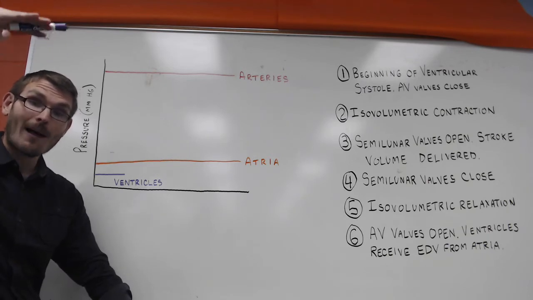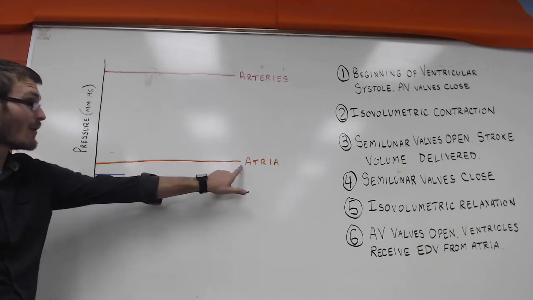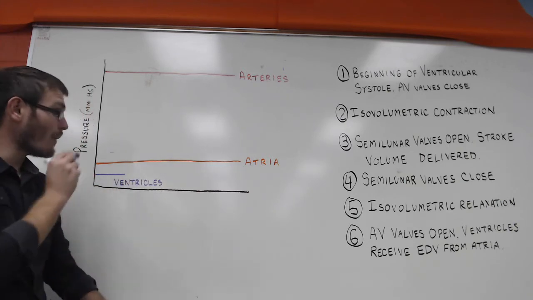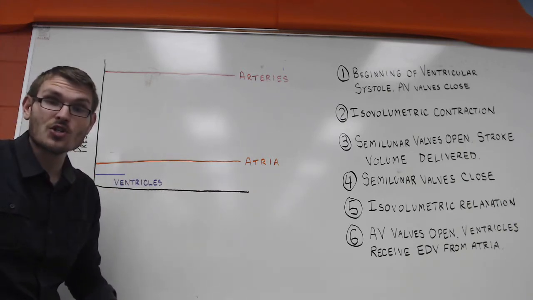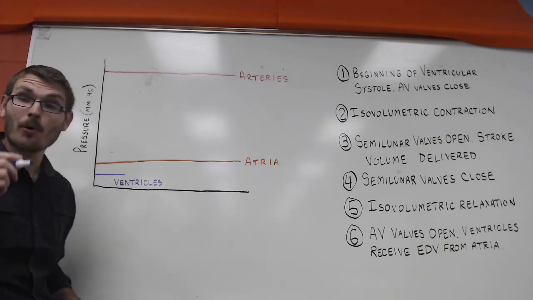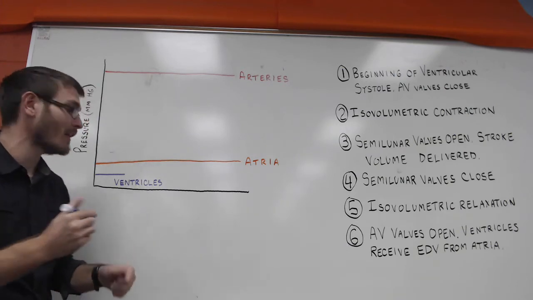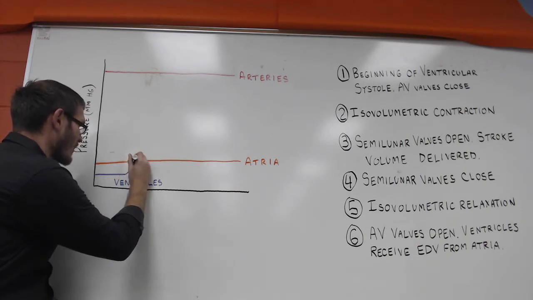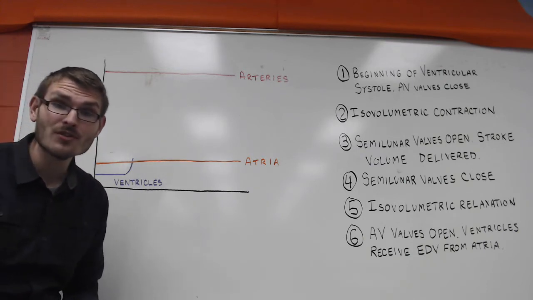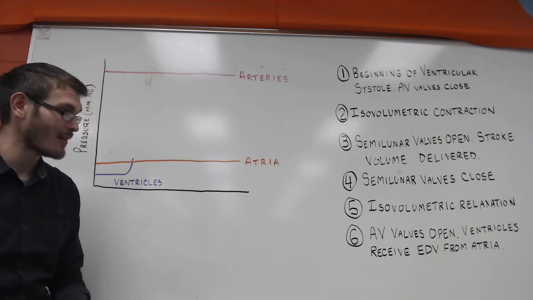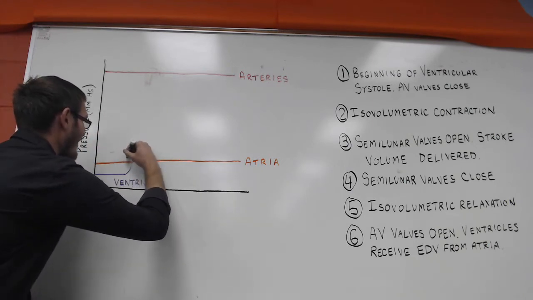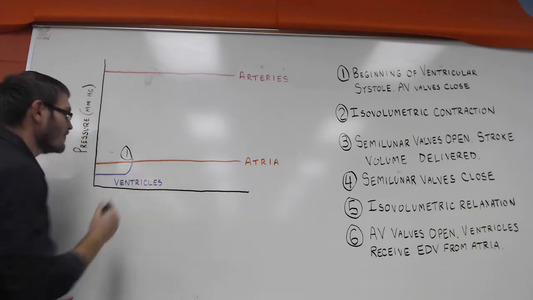Blood always flows from high pressure to low pressure, so at this point blood is coming from the atria to the ventricles. So what we're going to see here is the ventricles are just going to start contracting. The pressure goes up a little bit as they fill up with blood, so the pressure in the ventricle is going to start to come up here, and eventually it's going to get to the point where the pressure in the ventricle is actually higher than the pressure in the atrium. So this is going to be event number 1.